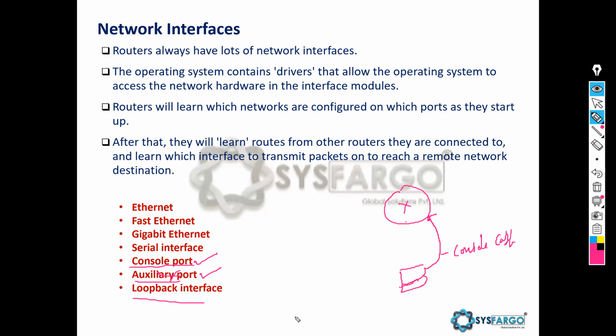Got it? So these are the different ports we have. Ethernet, fast Ethernet, and gigabit Ethernet are the ports we use to connect in the LAN, any device to router, or router to router. The serial interface we use to connect on the WAN, router to router over the WAN, like the internet or a branch office. The console port we use to access the router physically, direct access, because a brand new router doesn't have any configuration.